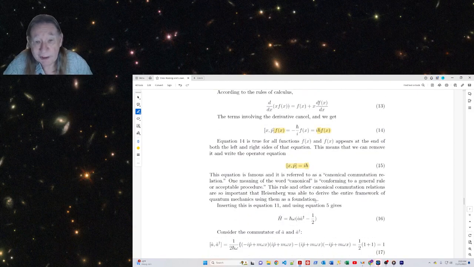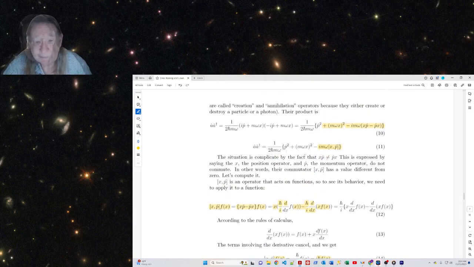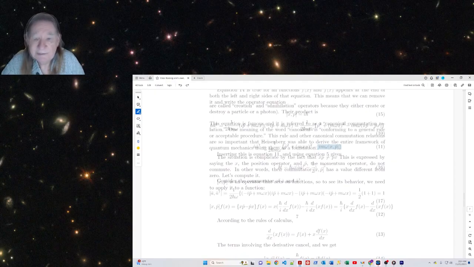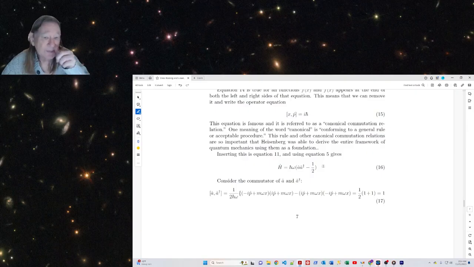Now, inserting that commutator into equation 11 right here, this is what you get. This is the Hamiltonian. It's the thing that governs the behavior of the system. And this is a very beautiful equation. It's very simple and it's very powerful.